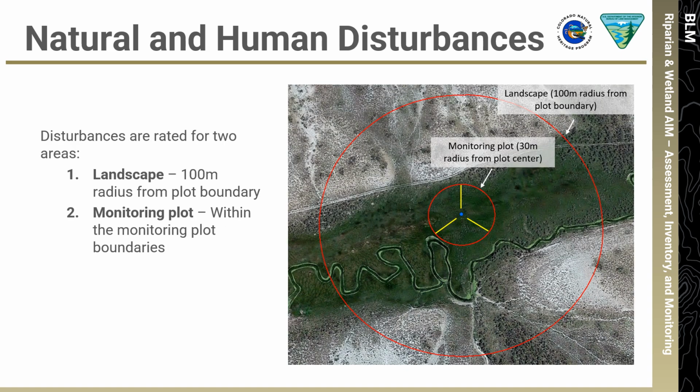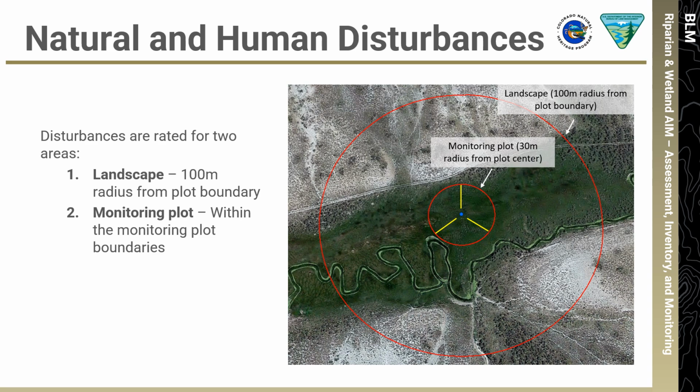Disturbances are rated for two areas. The first area assesses the landscape surrounding the monitoring plot, which is defined as a 100-meter radius envelope surrounding the plot boundary. It is important that the plot itself is not included in the landscape rating. The second area assesses the monitoring plot itself.